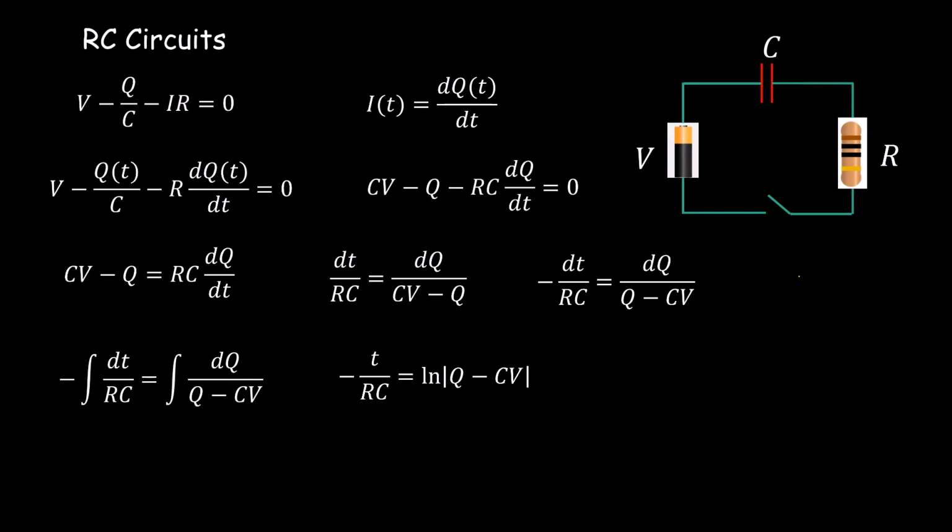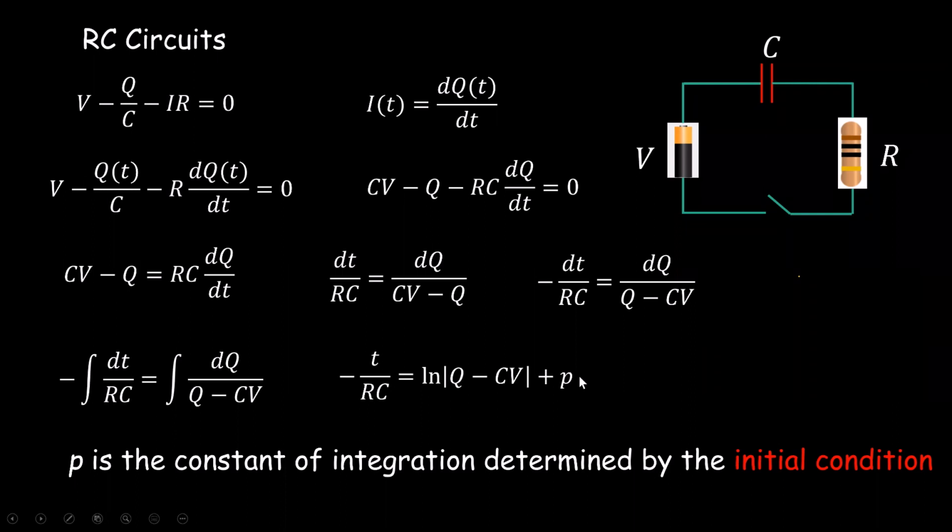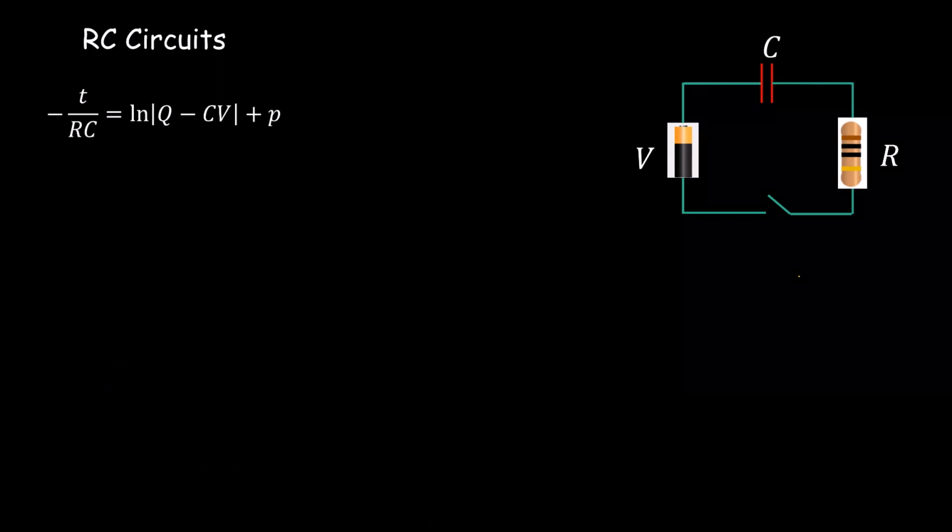There is also a constant of integration, which we usually call C, but because C is the capacitor here, we call it P. P is the constant of integration, which we can determine by the initial conditions. So how do we find P?